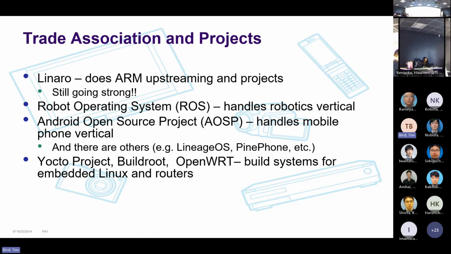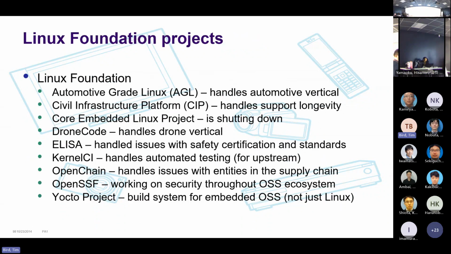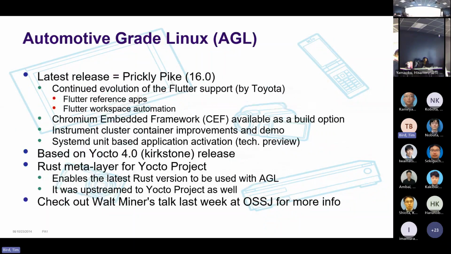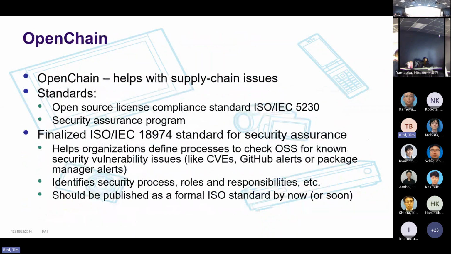Again, this is a long thing talking about all the different projects that are going on, and I'm not going to cover all of them. The Linux Foundation has all these different projects related to embedded that are active, except for the third one there. The core embedded Linux project is shutting down, but automotive grade Linux is going strong. CIP, civil infrastructure platform, drone code, ELISA, kernel CI, OpenChain, OpenSSF, Yocto project are all very, very active, and I have details about all of those.